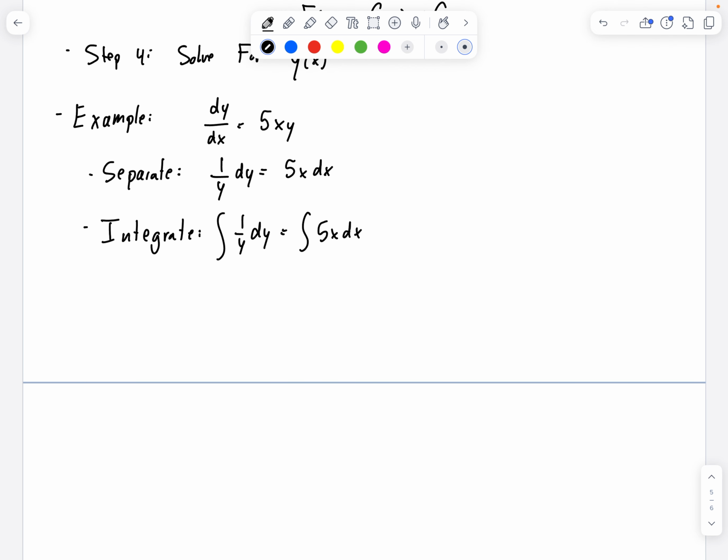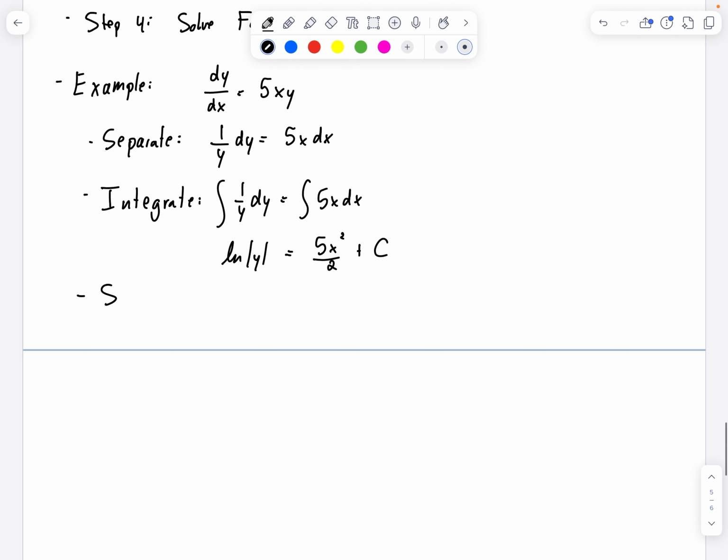When we do the integral of the left-hand side, we end up with natural log of the absolute value of y, and this is equal to 5x squared over 2 plus our constant of integration c. And so now we can solve for y.